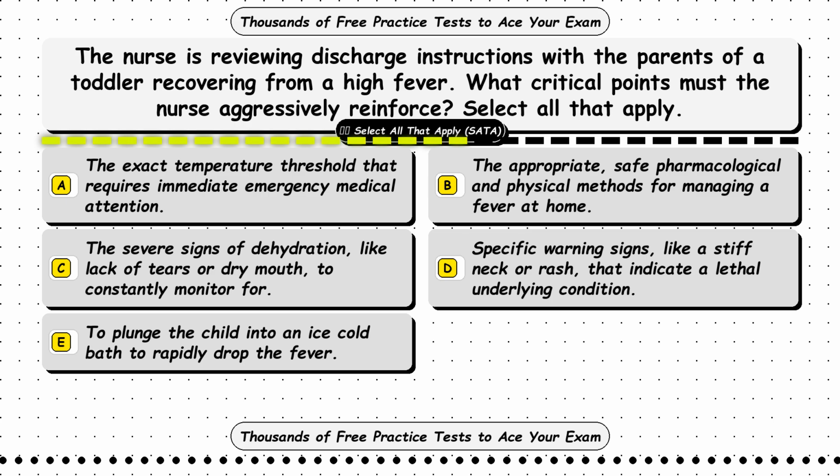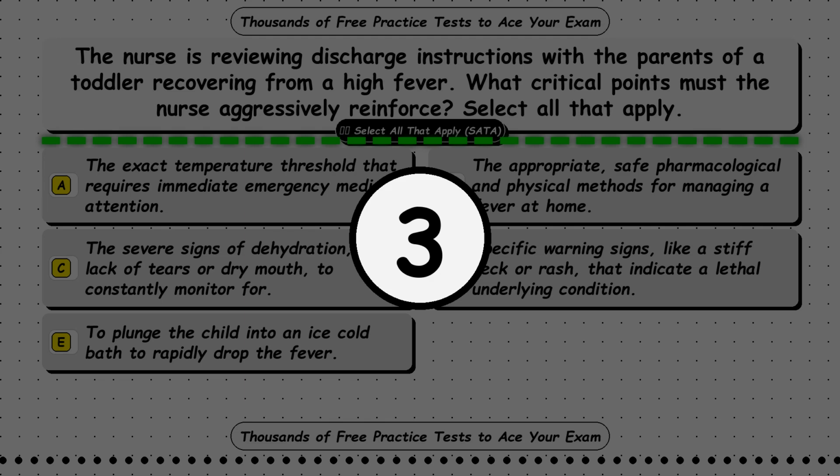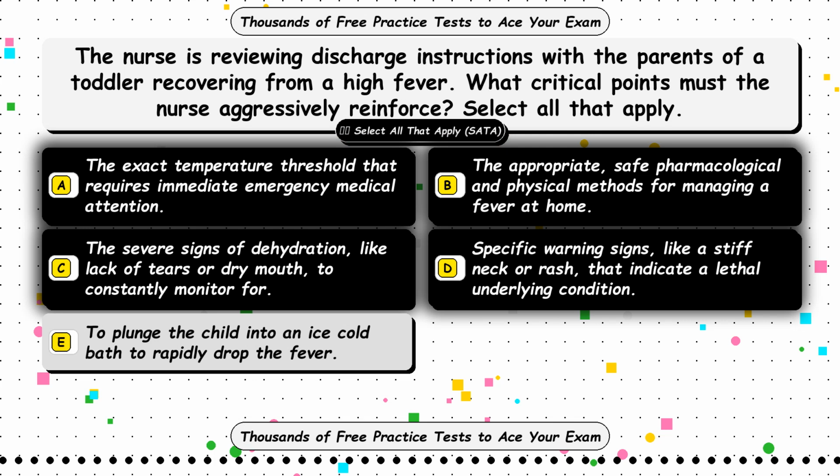Option C. The severe signs of dehydration, like lack of tears or dry mouth, to constantly monitor for. Option D. Specific warning signs, like a stiff neck or rash, that indicate a lethal underlying condition. Option E. To plunge the child into an ice-cold bath to rapidly drop the fever. The correct answers are options A and B and C and D.